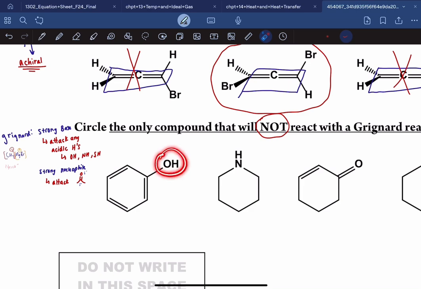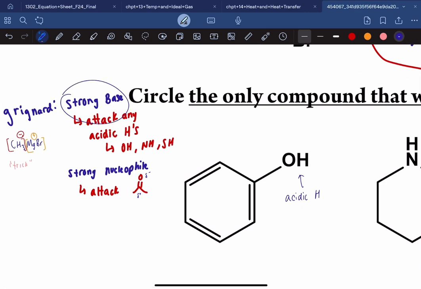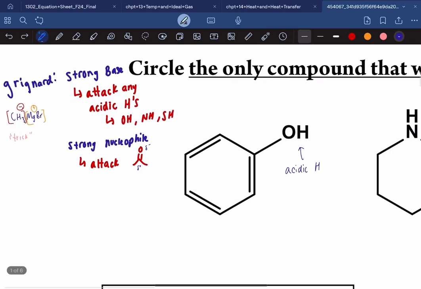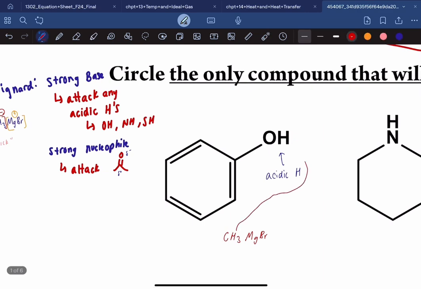First one, I see an OH. Immediately, I'm writing on my paper, this is an acidic hydrogen. And the Grignard, like we said, is a strong base. So it's going to attack that. So the Grignard, what it's going to do is, I'll just draw this out for you guys. It's going to attack and deprotonate this, like this. Like that, and then that's going to go there.